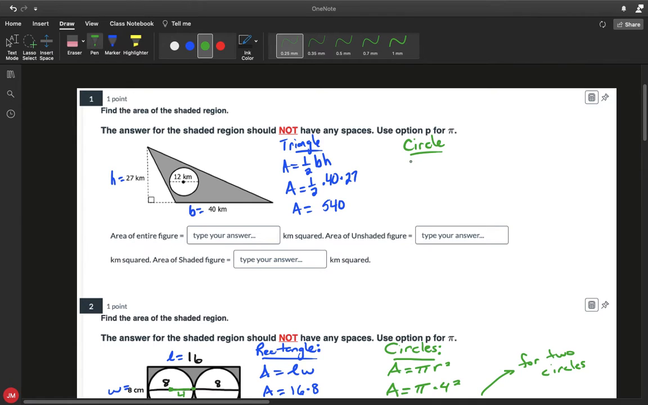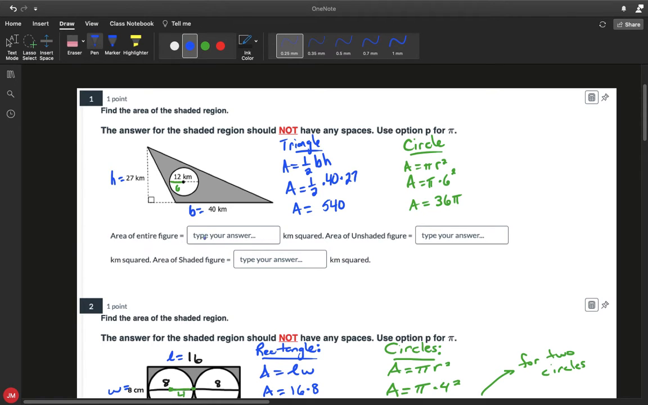So remember the area formula for a circle is pi r squared. For that circle in the middle, we were told that the diameter was 12 kilometers. So that would tell you that the radius, which would only be half of that, would have to be 6 kilometers. So putting that into our formula, we're going to have pi multiplied by 6 squared. And 6 squared is 36. We'll go ahead and put that in front of pi. So that would be the area for our circle.